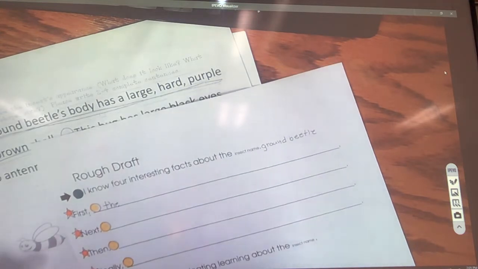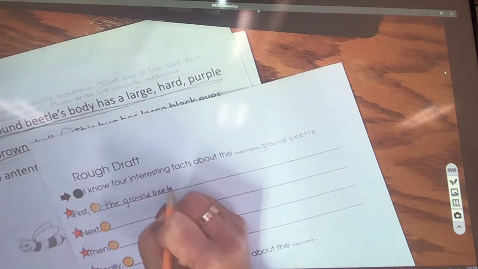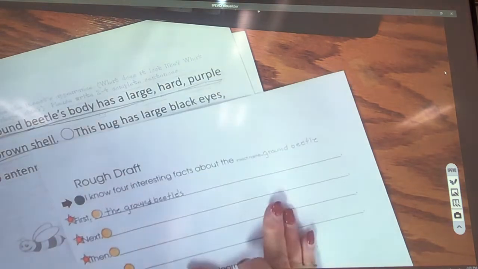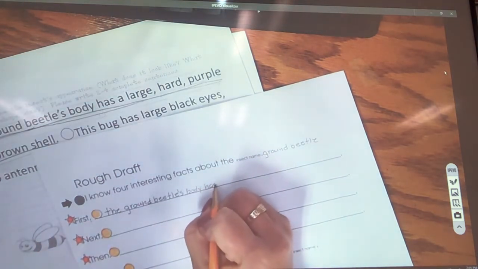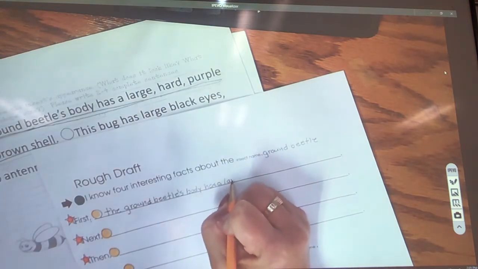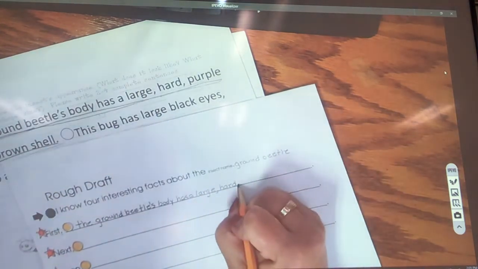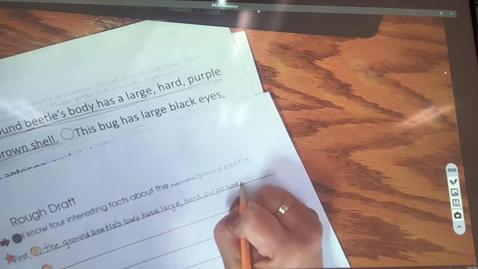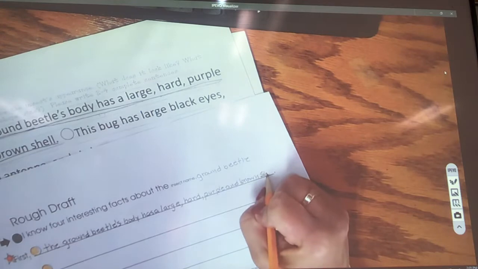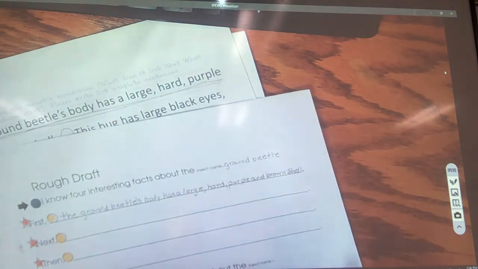All right, so I'm gonna start writing this. I may not even have enough room. The ground beetle's body. I'm just going to write what Mrs. Lucio said because that's pretty much what I'm going to write. Has. Now find your sentence that you're going to put on there and you can start writing this. A large comma. I'm putting commas between these because I'm making a list of what he looks like. Hard, purple, and brown shell. Okay. Now, that's a period. Now, if you want to put another sentence about your guy, your insect, that's fine. Okay? That is not a problem.